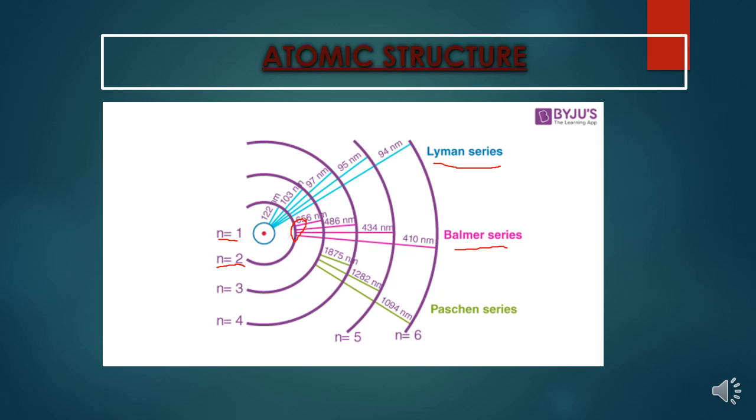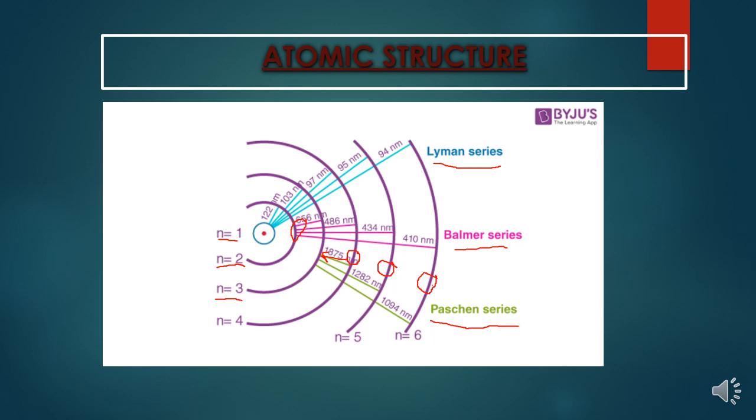And if any electron moves from any higher energy level reaching the energy level n equals 3, the third energy level, this particular movement is known as the Paschen series. So any electron can come from here, or from here, or maybe from here, as long as they are all landing in the same energy level, n equals 3, it is the Paschen series.